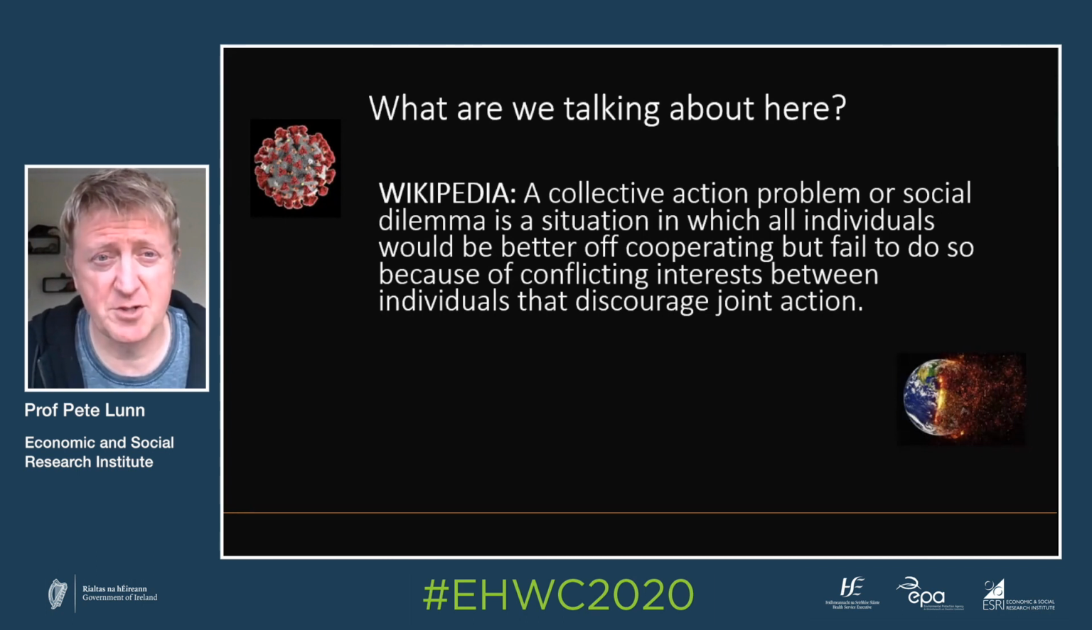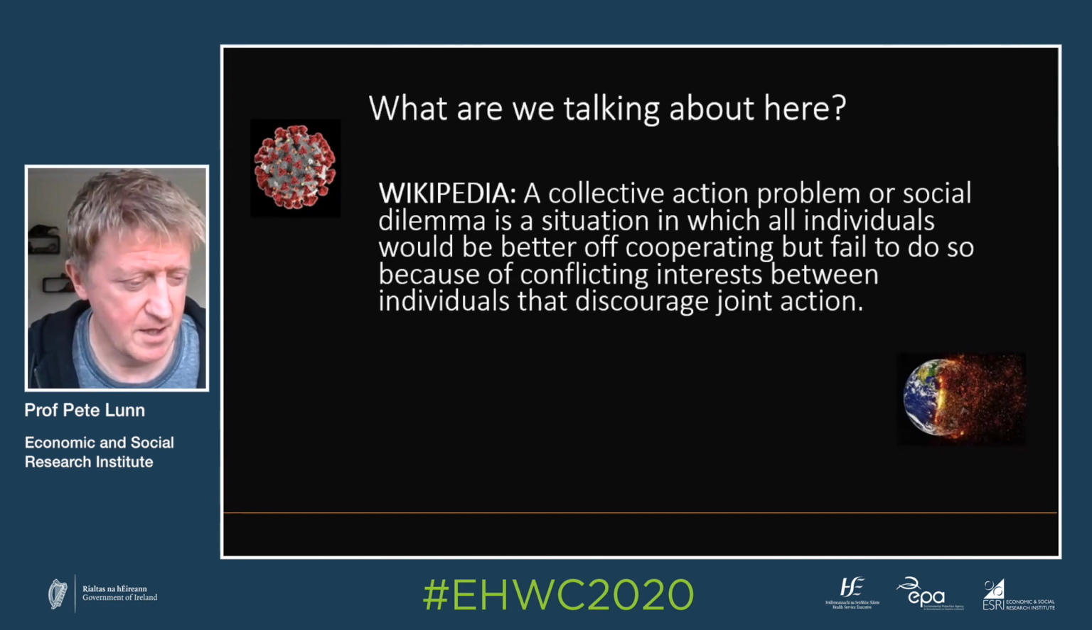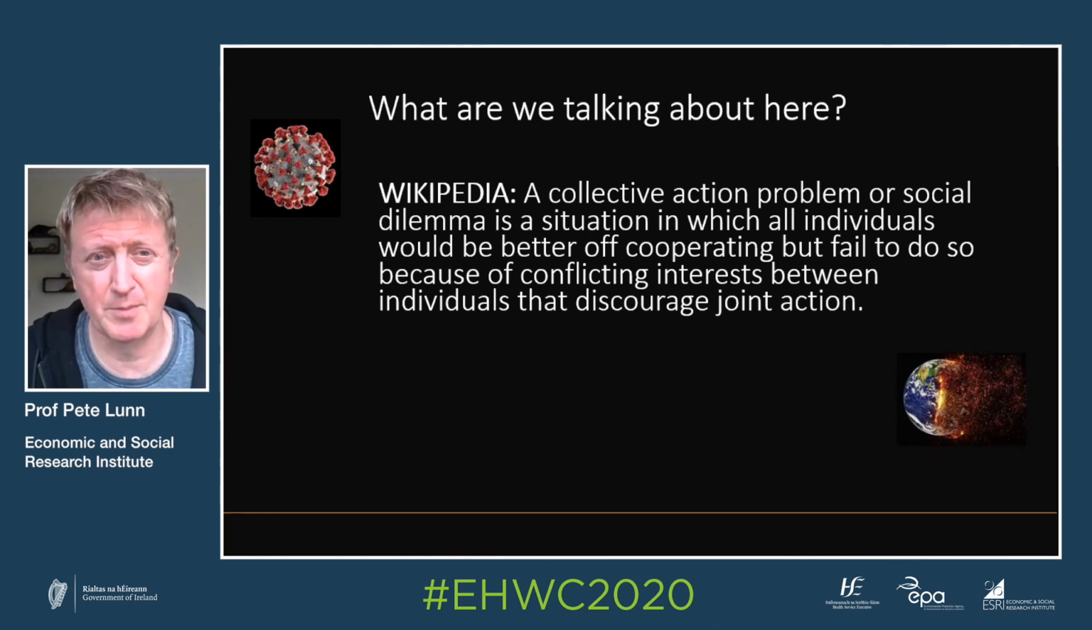Collective action problem, or a social dilemma, is a situation in which all individuals would be better off cooperating but fail to do so because of conflicting interests between individuals that discourage joint action. This is unfortunate, I think. Wikipedia I use regularly and is generally quite a useful source of information, but the idea that you would define a problem by failure to solve it seems to me to be pretty intellectually vacuous, and in this case is in fact wrong. This is actually very unfortunate.